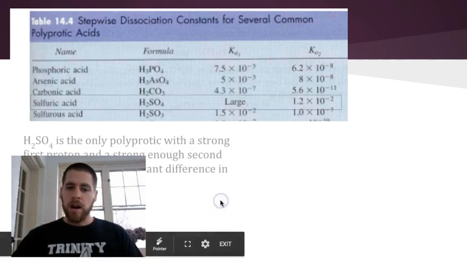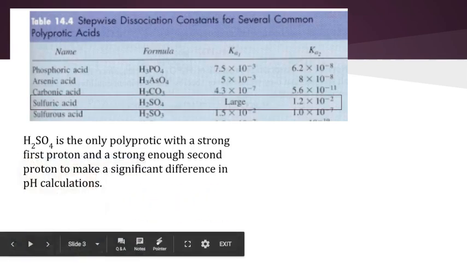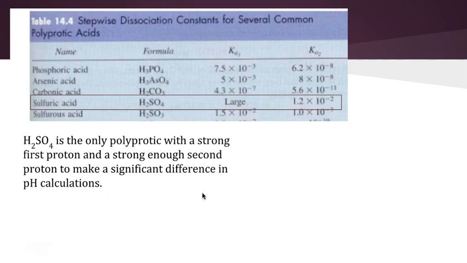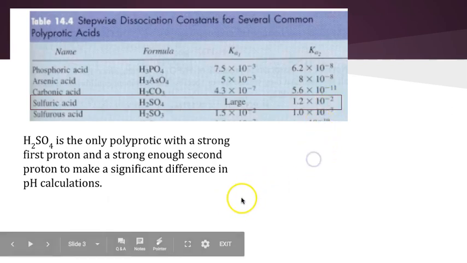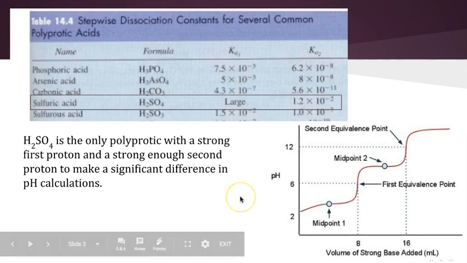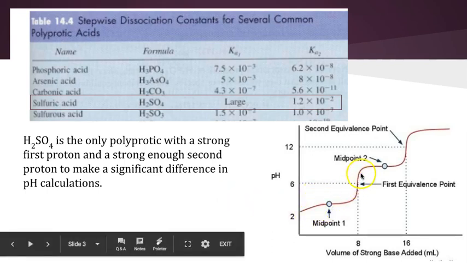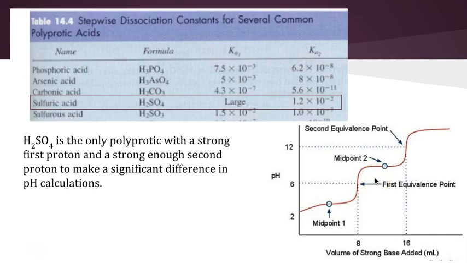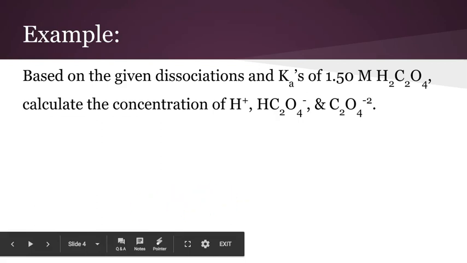Now H2SO4 is the only acid that is a strong acid with its first proton, and the second proton is weak, but it's strong enough that it actually makes a difference. You can see here it's times 10 to the negative second. That's not quite so small that it's negligible. The reason we know this is that as you titrate a polyprotic acid, it has a curve for each proton. So there are multiple equivalence points, and you can identify from the titration curve how many protons there were on the acid.